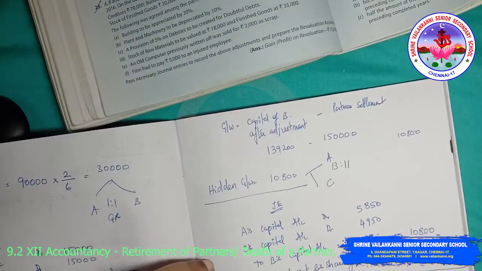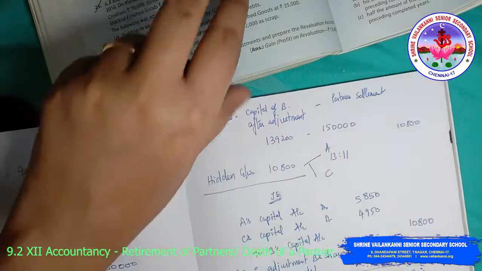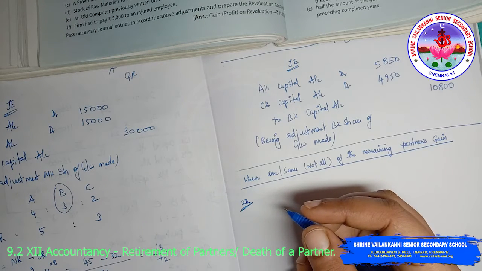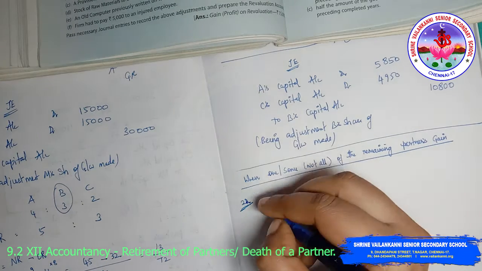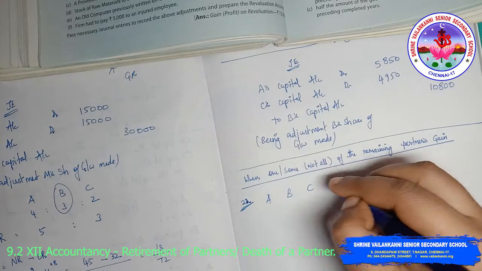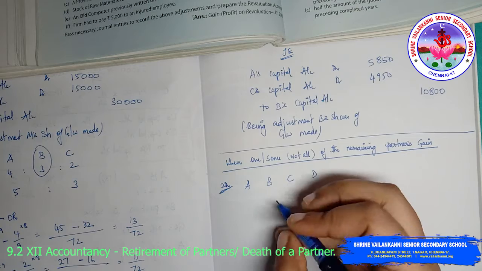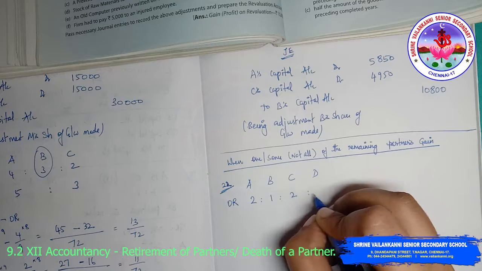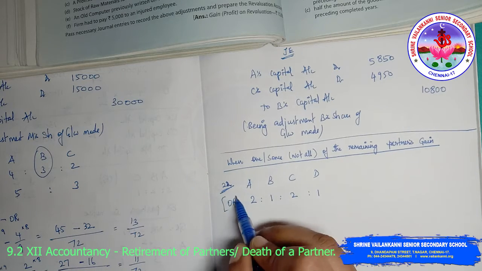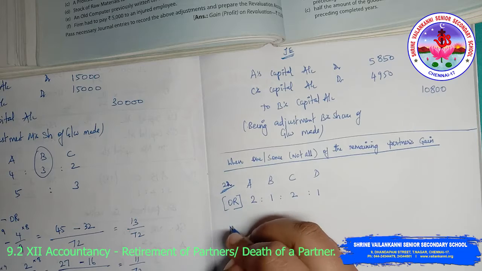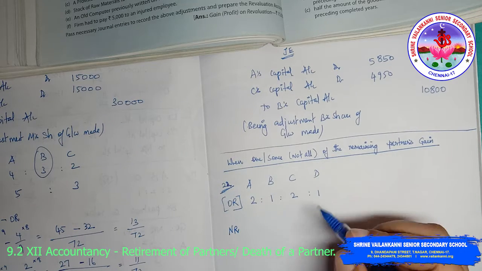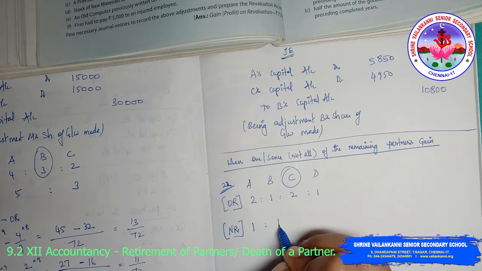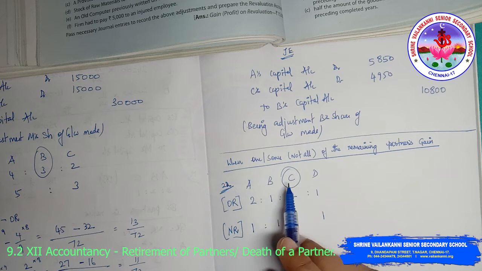Problem number 22. A, B, C and D. So they are the old ratio. Old ratio is 2:1:2:1. So this is the old ratio. Now notice the new ratio. Who is getting retired? C is getting retired. So the new ratio is going to be 1:1:1.